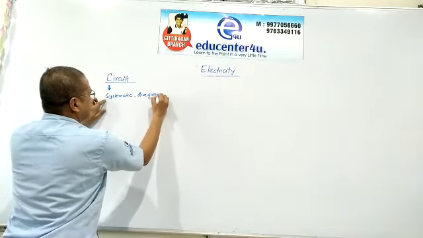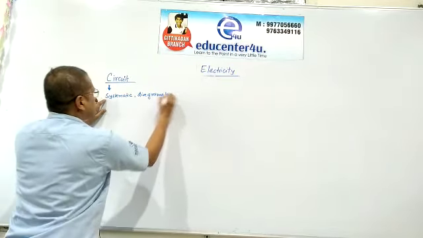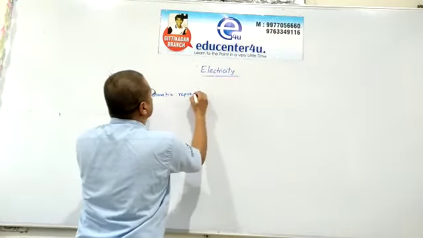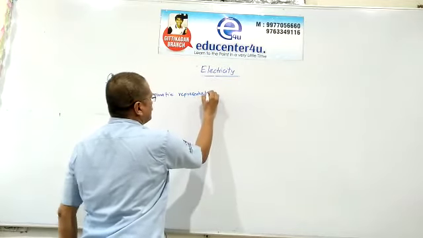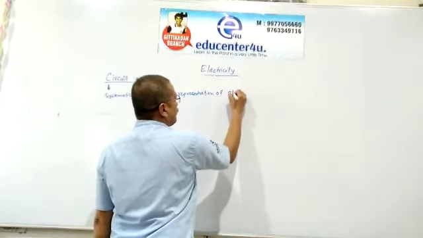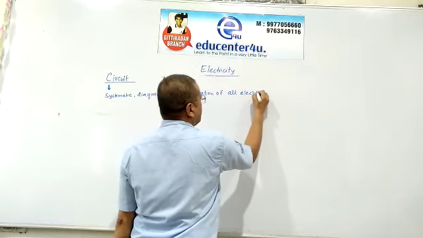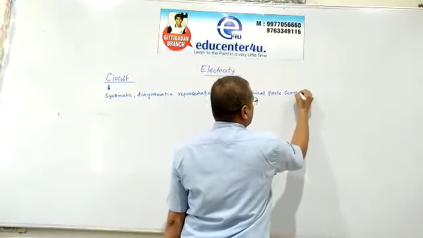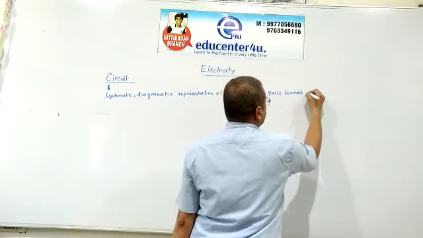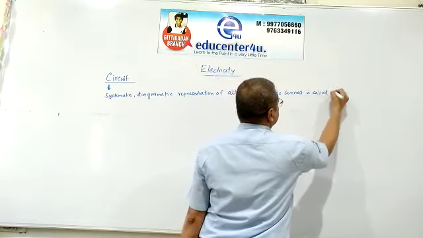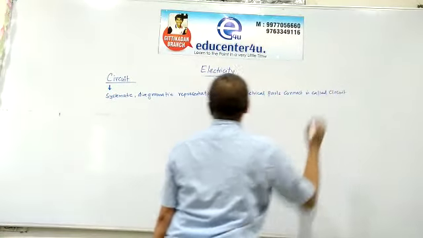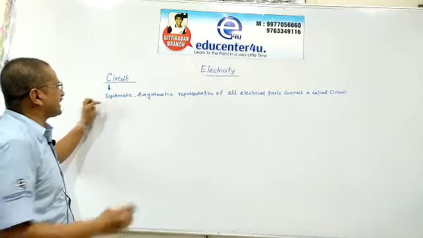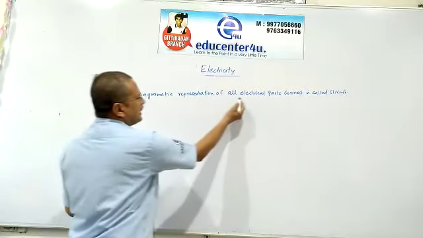Circuit is defined as the systematic, diagrammatic representation of all electrical parts connected. So what is circuit? Circuit is the systematic diagrammatic representation of all electrical parts.